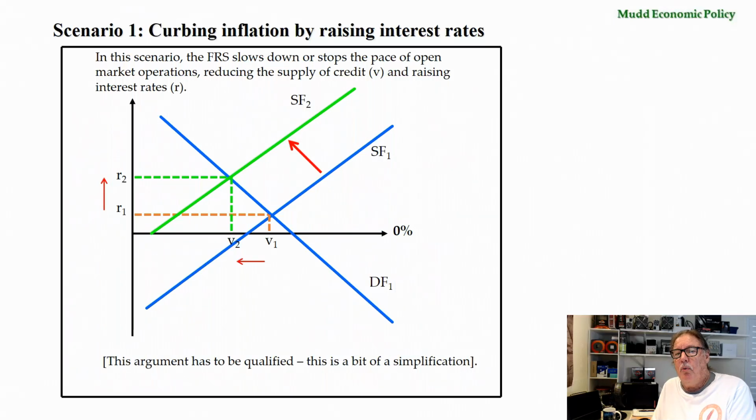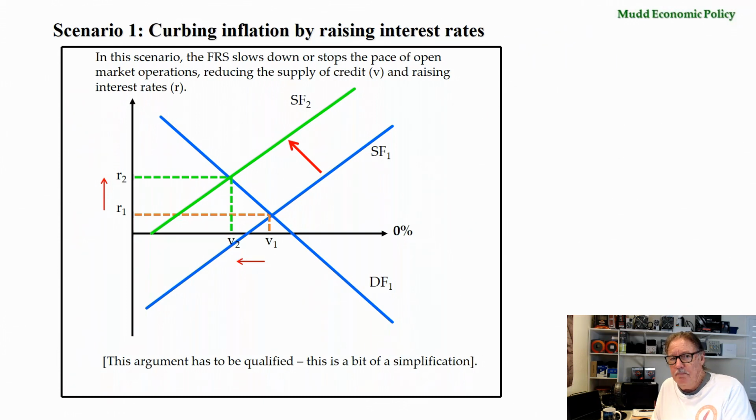We had scenario one where we curbed inflation by raising interest rates. And so in the case of that, the Federal Reserve slows down or stops the pace of open market operations, which reduces the supply of credit and raises interest rates. We didn't show an example of that in open market operations, but if they ran a reverse open market operation and sold rather than purchased Treasury securities, it would have this effect. And to some extent, this argument has to be qualified because even that's a bit of an oversimplification, but not too much of one.